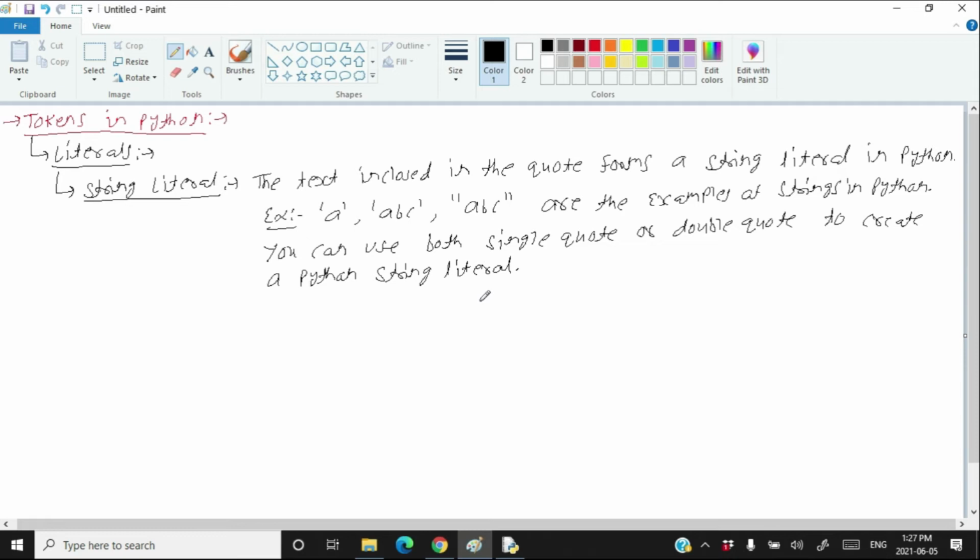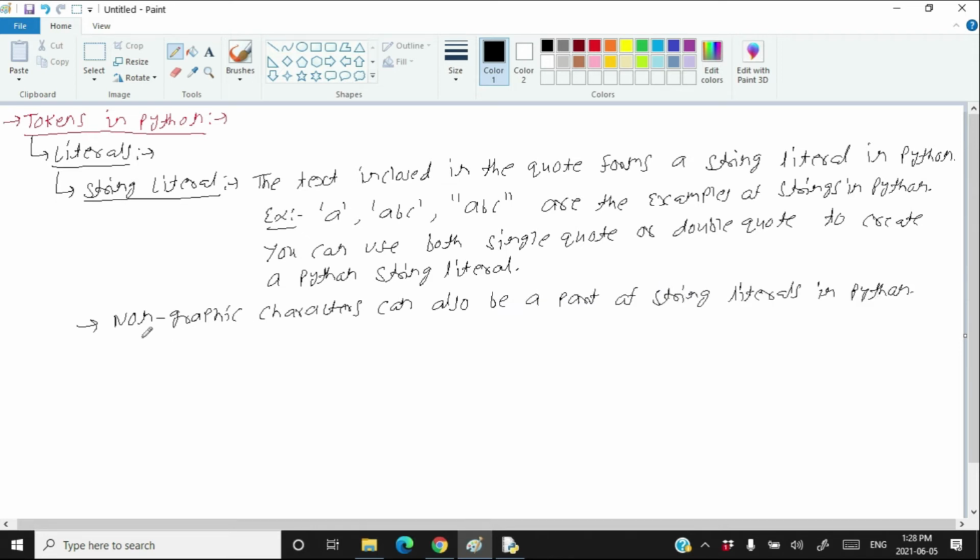So not only graphical characters, but non-graphical characters can also be included in the string literal. Non-graphic characters are those characters which are not intended to print on the screen. So non-graphic characters can also be a part of string literals in Python.